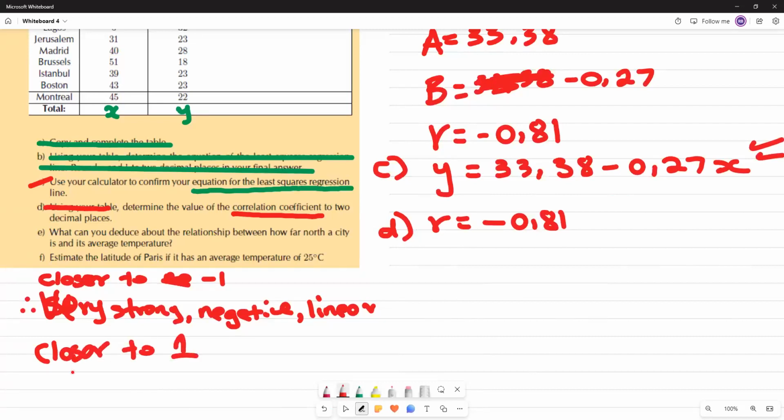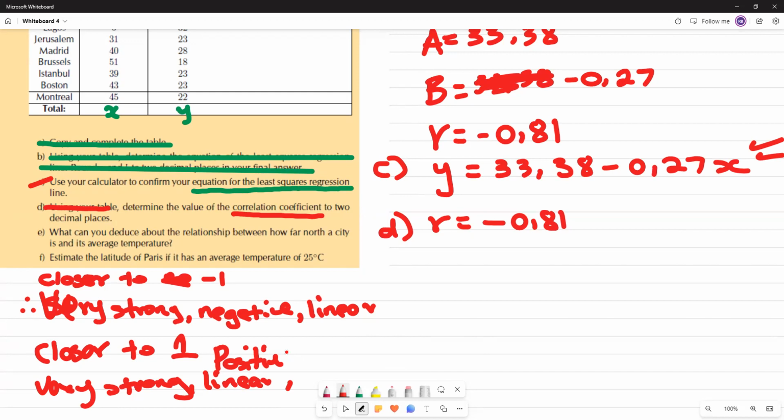And then if the value of R is closer to +1, it shows a very strong linear, positive, we must say positive first, linear correlation. Ne? Linear correlation. And this means direct proportion. Direct proportion means as one goes up, the other one also goes up. As one goes down, the other one also goes down. That is the direct proportionality.